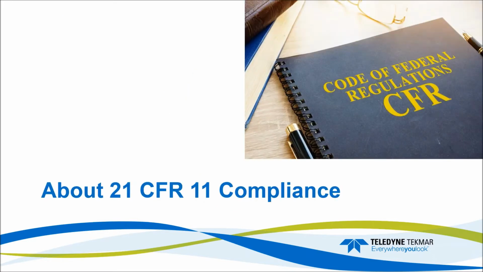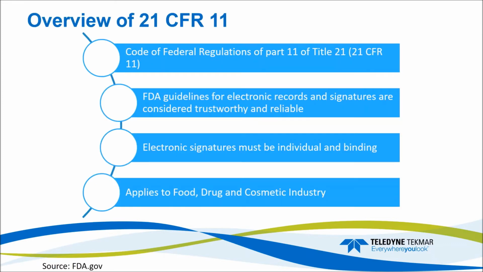Let's discuss a brief overview of 21 CFR 11 compliance. 21 CFR 11 became effective in 1997. It hasn't changed much in the way it's written, but the interpretation has changed as technology has changed, especially when it comes to the definition of data integrity. It stands for the Code of Federal Regulations, Part 11 of Title 21, which is entitled Electronic Records, Electronic Signatures. It breaks it up into three subparts: general provisions, electronic records, and electronic signatures.